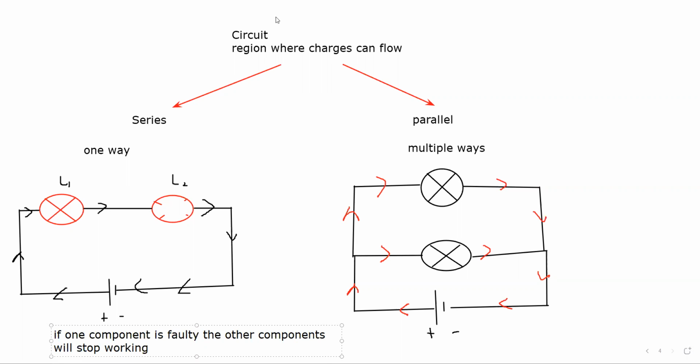But what happens if two lamps are connected in parallel? So you have lamp 1 and lamp 2, they are in parallel. If one of the lamps is faulty, for example, lamp 2 is faulty, what will happen to lamp 1? Will it work? So lamp 1 will work. Why will lamp 1 work? Because there's another passage for the charges to flow. If this passage is not available, it can flow through the other passage and return back to the battery.